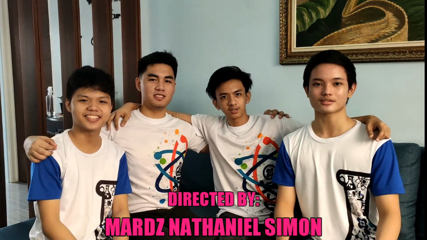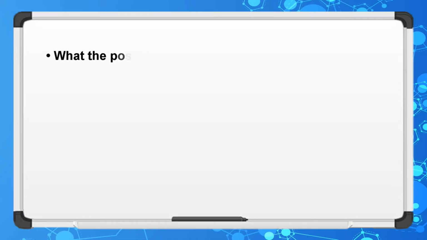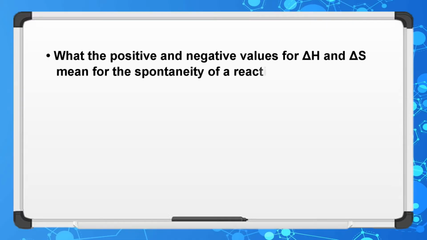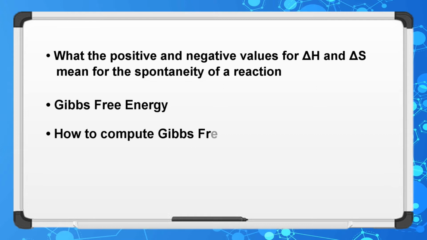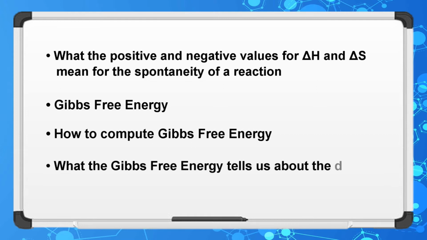Good day everyone, we are The Chemistry Legends, your science buddies. And today, we are going to talk about chemical reactions. Specifically, we are going to talk about what the positive and negative values for delta H and delta S mean for the spontaneity of a reaction, Gibbs free energy, how to compute Gibbs free energy, and what the Gibbs free energy tells us about the direction of a reaction.